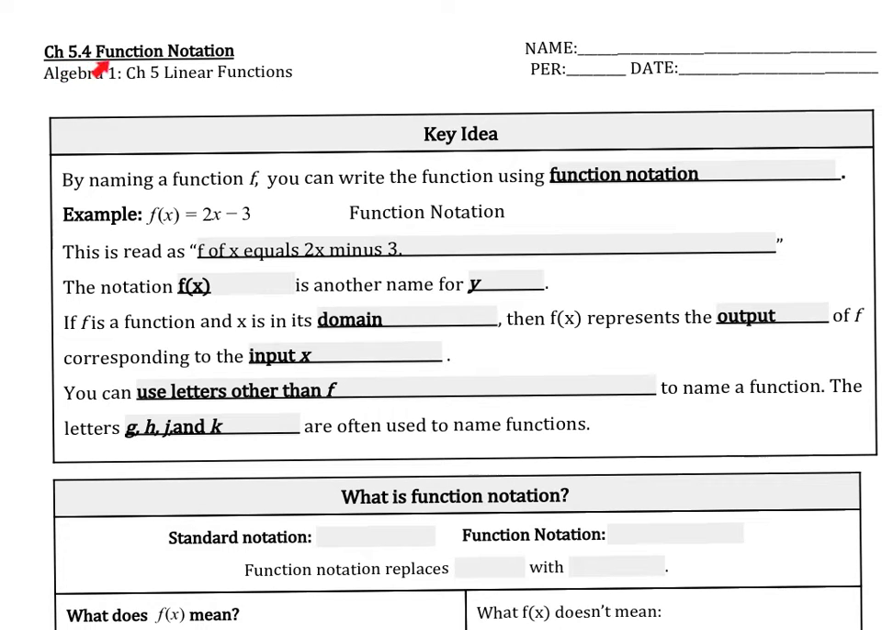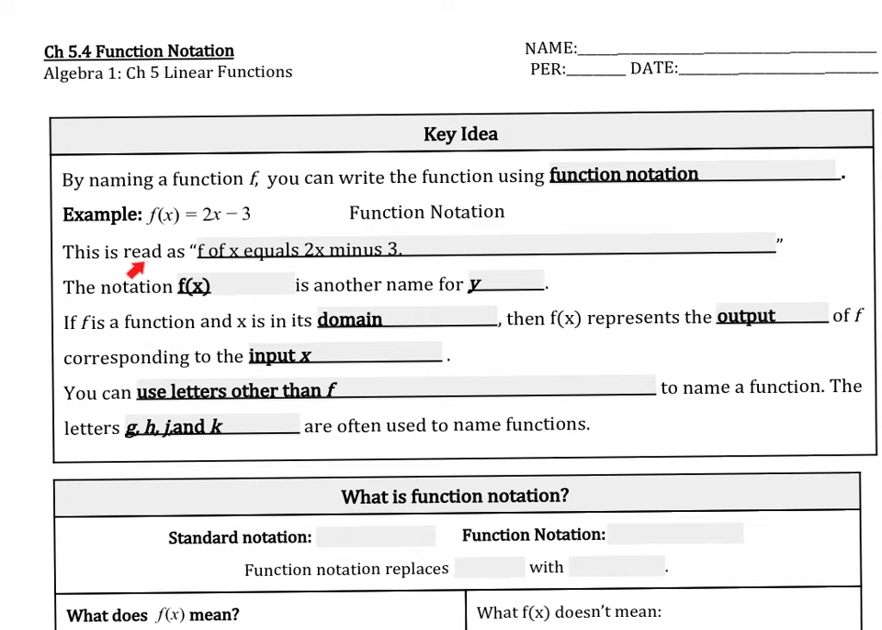Chapter 5.4 Function Notation. Key idea. By naming a function f, you can write the function using function notation. For example, f(x) = 2x - 3 is function notation. You remember that we can write this in standard notation as y = 2x - 3. But when we write it as f(x) = 2x - 3, it becomes function notation.